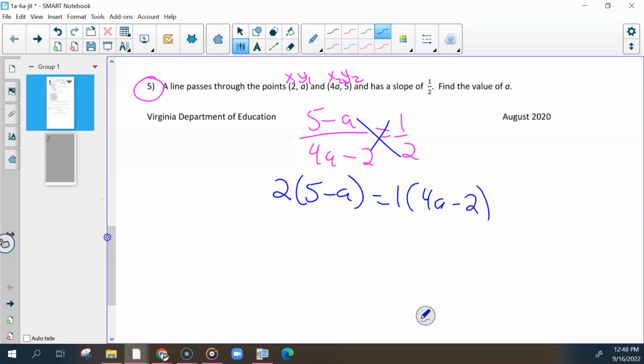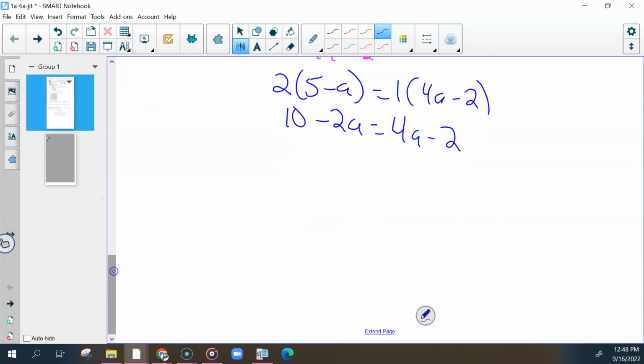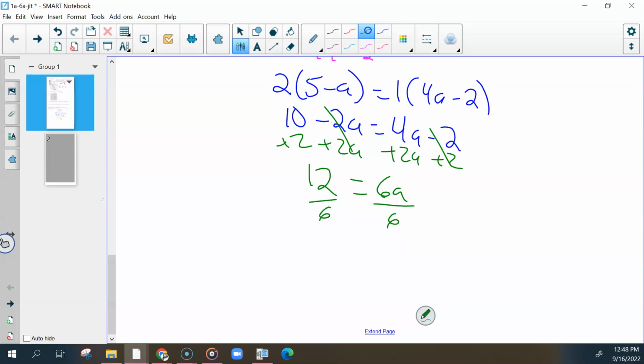So this is going back to our last unit. And then distribute. So 10 minus 2a equals 4a minus 2. And then to get a by itself, get all the a's on one side, all the constants on the other. So let's say I add 2a and add 2. Then we would have 12 equals 6a. Divide both sides by 6, and 2 would equal a. That would be the answer.